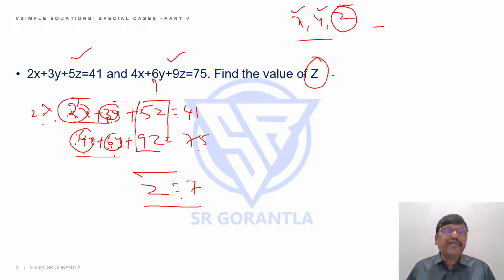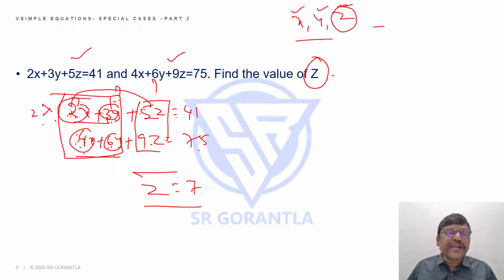Suppose if I ask you to find y, can I find out? No. Why? What is the ratio of the other two coefficients? 2:5, 4:9. Is it the same ratio? No. So hence you cannot find y. We can find z because the other two variables' coefficients ratio is constant, right? I've just given you a simple plain question.